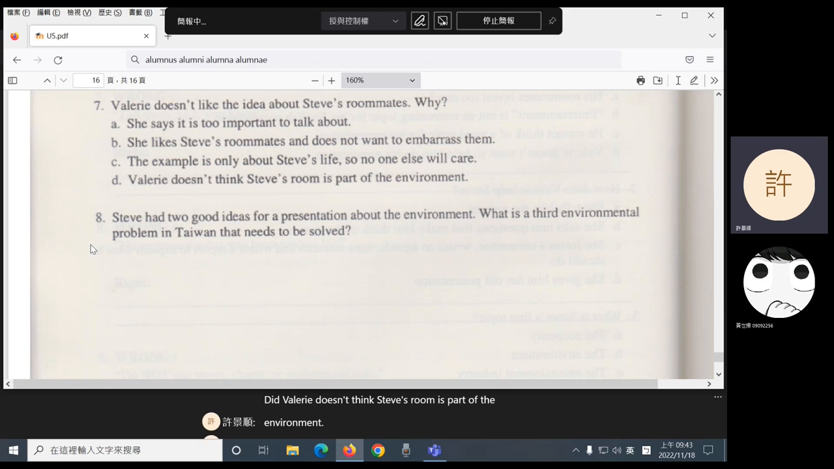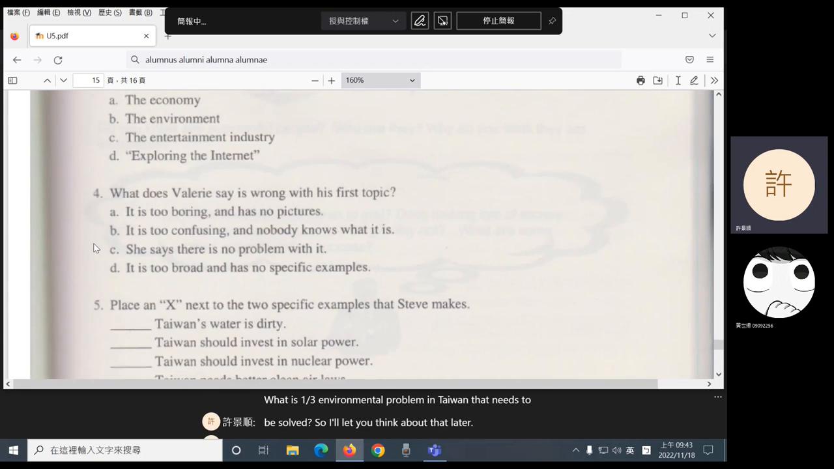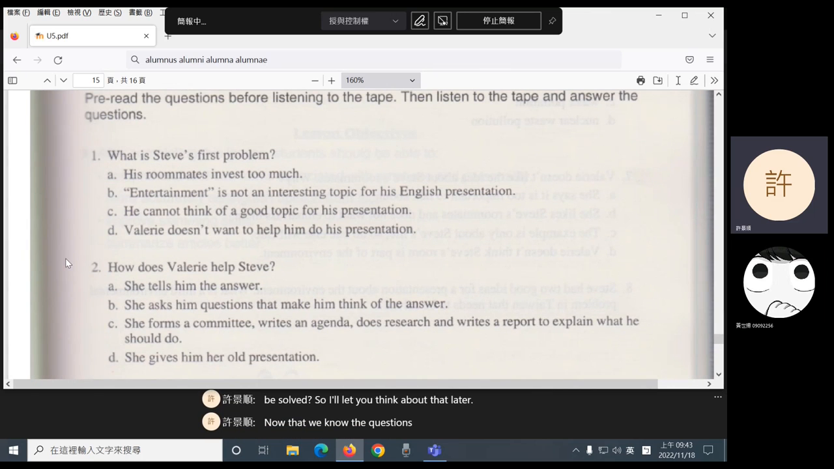And number eight, Steve had two good ideas for a presentation about the environment. What is a third environmental problem in Taiwan that needs to be solved? So I'll let you think about that later. Now that we know the questions, let's listen to the passage.